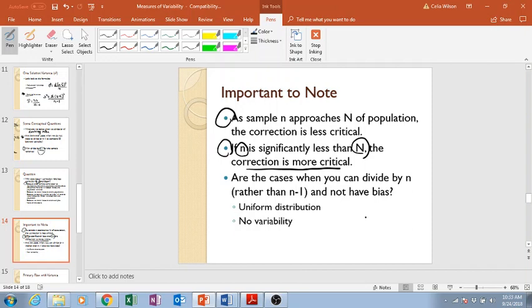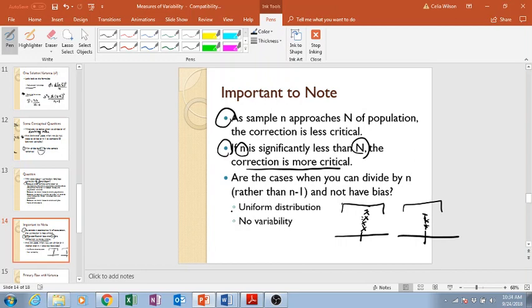Are there cases when you can divide by n rather than n minus 1 and not have bias, right? And there are just a couple of cases. If your population is a uniform distribution, so what that means is, looks something like this. No matter who you sample, it's going to be identical to the population. Or in a case where you have no variability, so what that means is everybody scored the same. So you're just looking at a tower of scores, everybody having the same value. So it's not going to matter if you divide by n or n minus 1, because when you pull your sample, it's going to look identical, right?